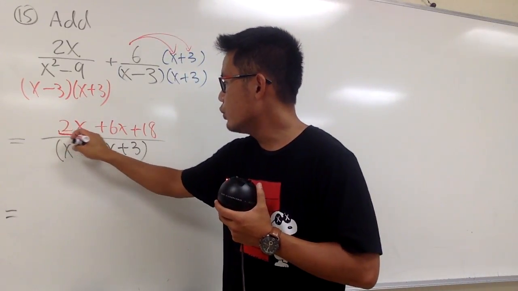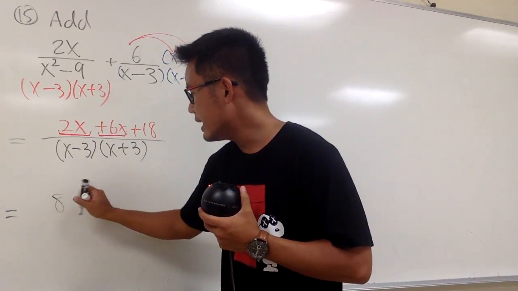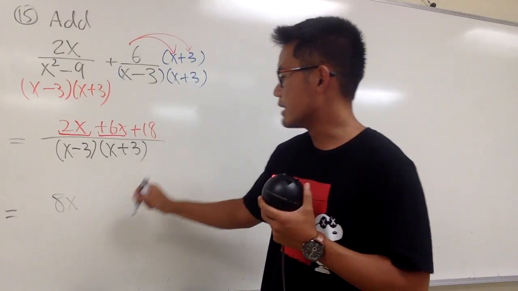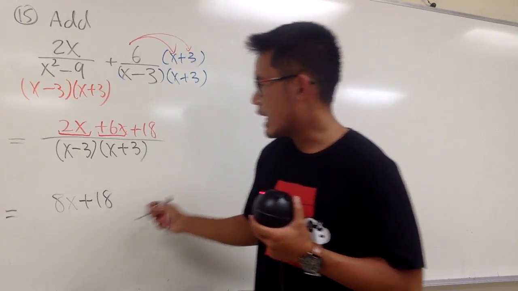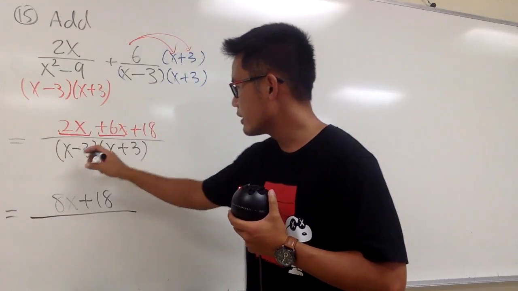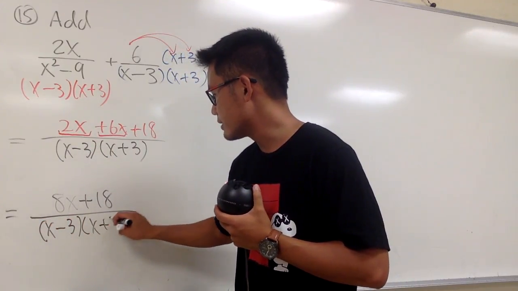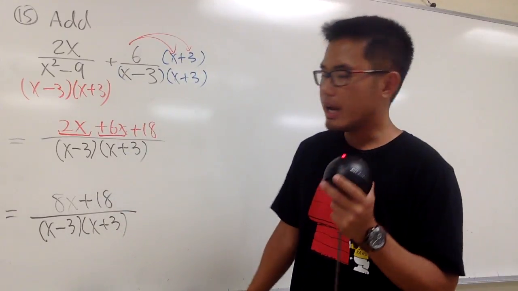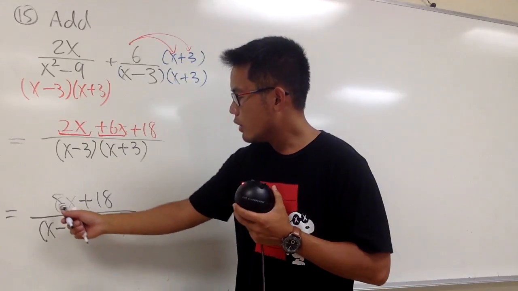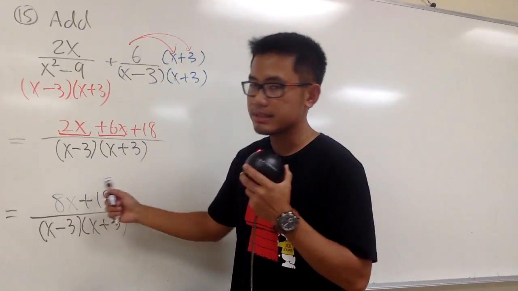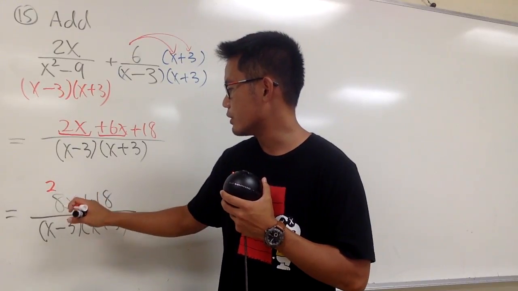Okay, now we will combine items on the top. Here we have 2x plus 6x, so that's going to be 8x. And then this is just a plus 18, so we just put on plus 18, okay? And on the denominator, we have this over that, which is just x minus 3 times x plus 3. Okay, so can we factor anything out and cancel things out? Well, on the top, we have 8x plus 18. We can factor out 2, right? That's the most that we can do.